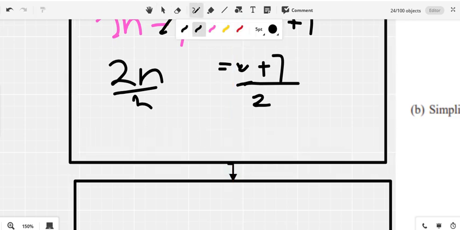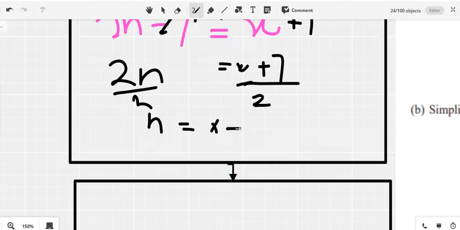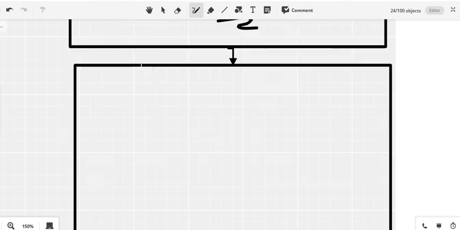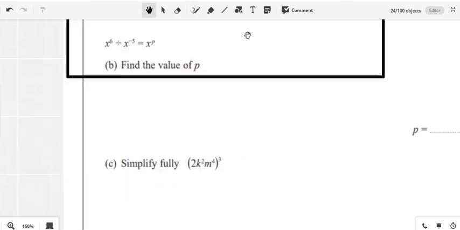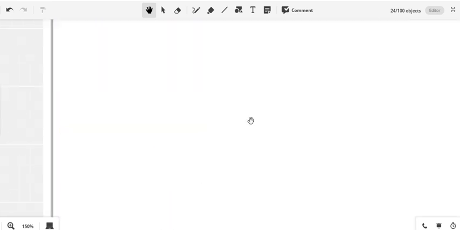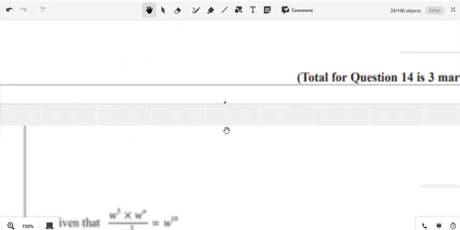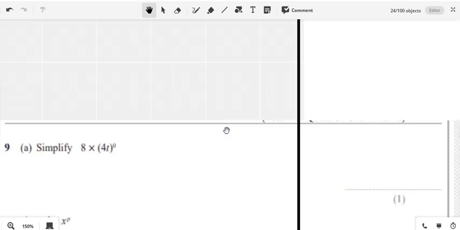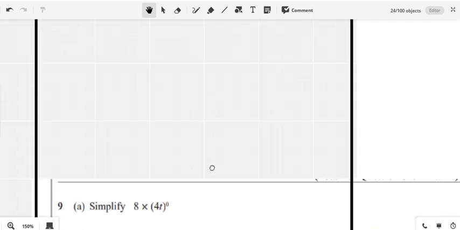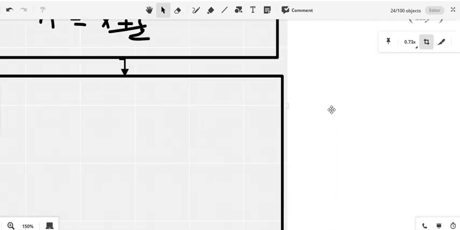So n equals x plus 7 over 2. That's our final answer. How many questions are remaining? These questions are all repeating and the same, but the values are different. So let's move on to the next question.